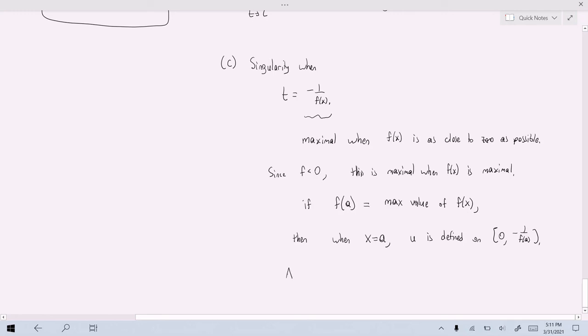and that for any other x, the time interval that u is defined on will be smaller or shorter than this interval, 0 to negative 1 over f of a.